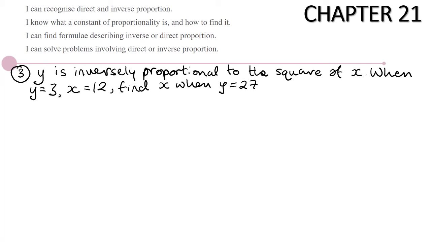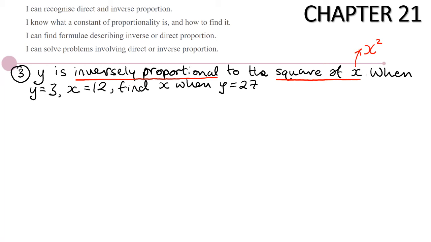Okay, here's another example. It says y is inversely proportional to the square of x. So it's not just x, it's the square of x. That actually means x squared, not the square root of x. When y is 3, x equals 12. Find x when y equals 27.